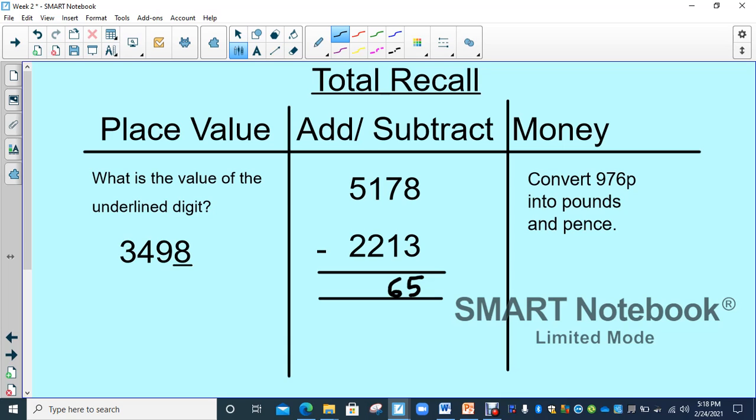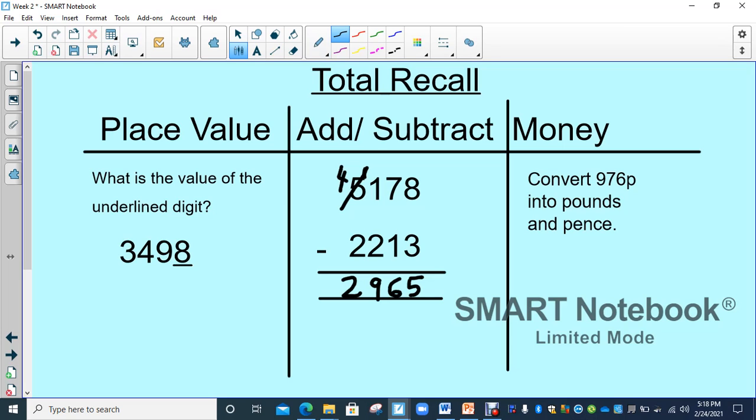Now I am going to struggle to do that, so I need to exchange from the column next door and bring that one over. That's a funny looking one. So now I've got 11 take away 2, which equals 9. And lastly, I've got 4, not thinking that's a 5, it's a 4 take away 2, which equals 2. So the answer is 2,965.